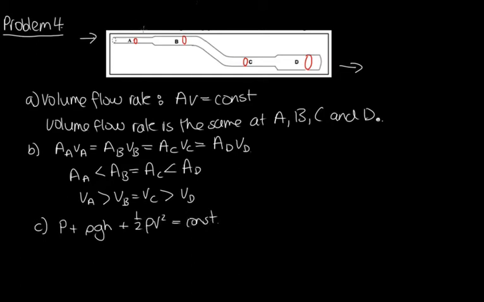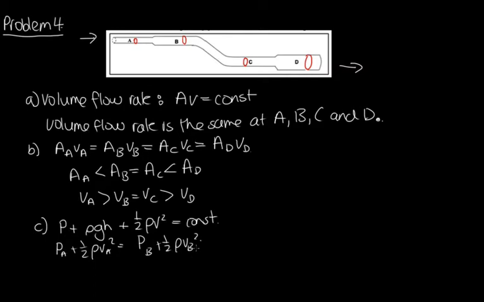Now let's just compare points next to each other. A and B, they're at the same height. So we know that the pressure at A plus a half rho VA squared is equal to the pressure at B plus a half rho VB squared. The height's the same, so this term will cancel out on either side.